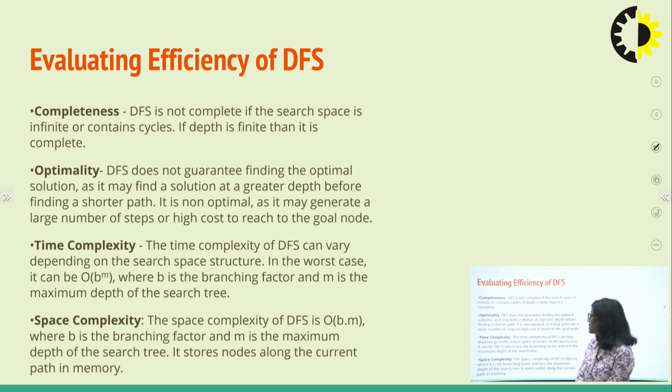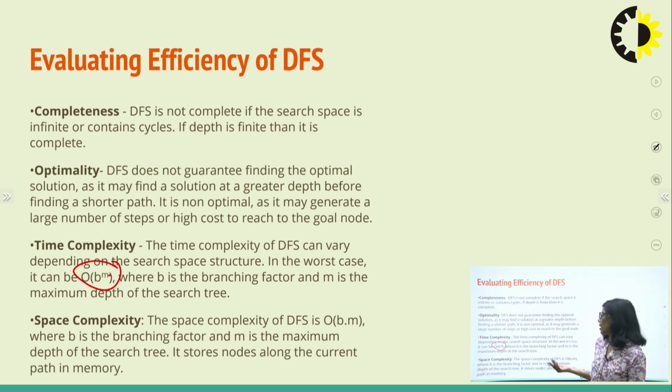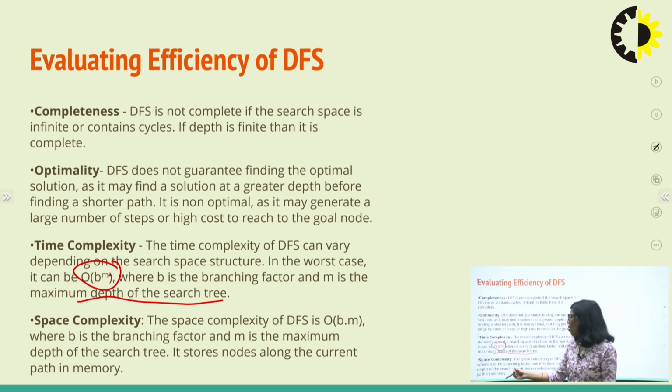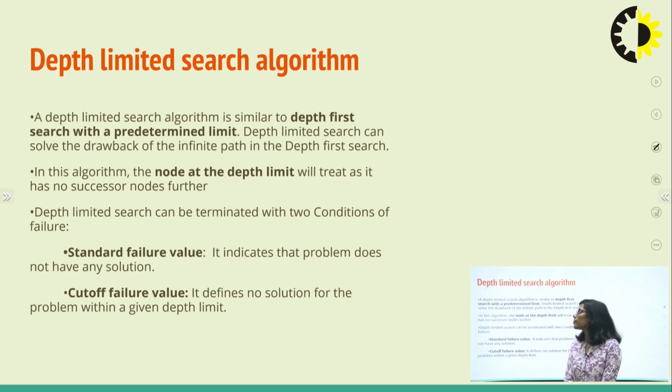Next is time complexity. Now time complexity is order of b to the power m, where m is the maximum depth of the search tree, or the height of the tree. So d, that is your m. Whereas the space complexity is order of b into m, because here we are only keeping one node in the stack, not the entire frontier as in your BFS.